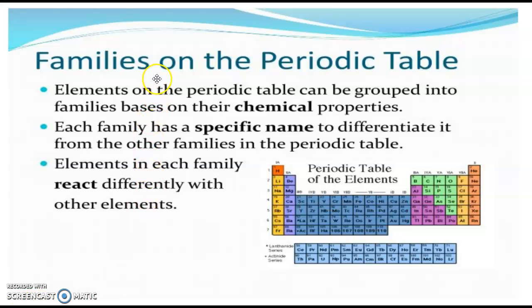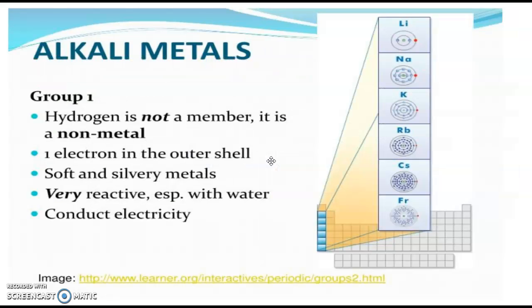Next, we will discuss the families on the periodic table. Elements on the periodic table can be grouped into families based on their chemical properties. Each family has a specific name to differentiate it from the other families in the periodic table. Elements in each family react differently with other elements. Now we will see what are the families present in the periodic table one by one.